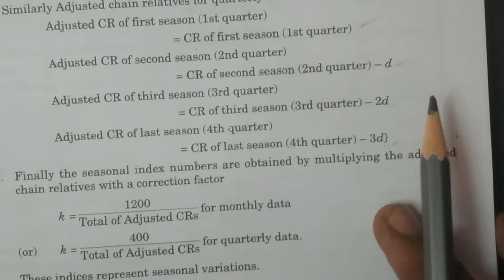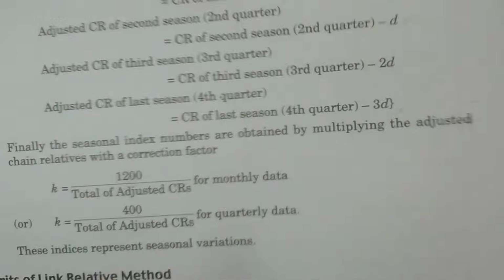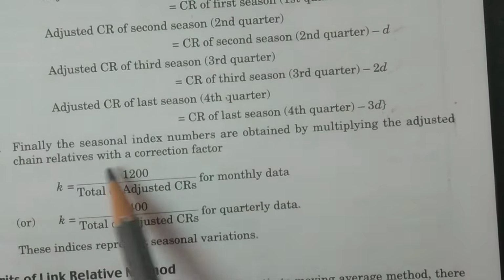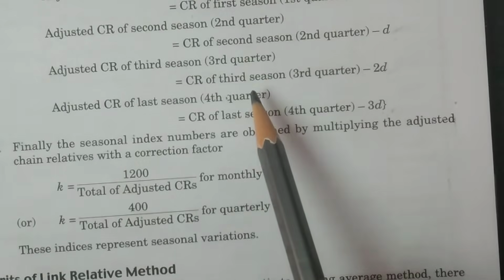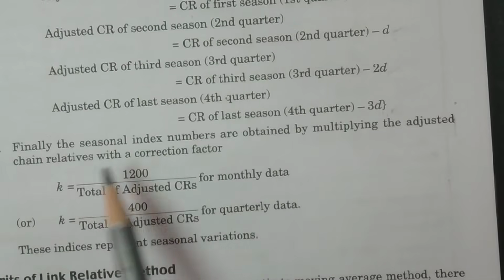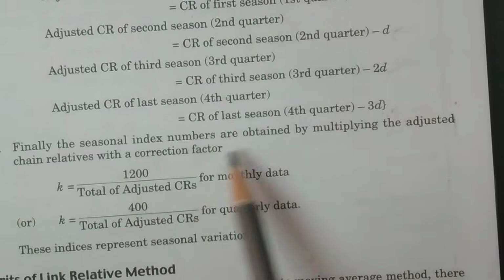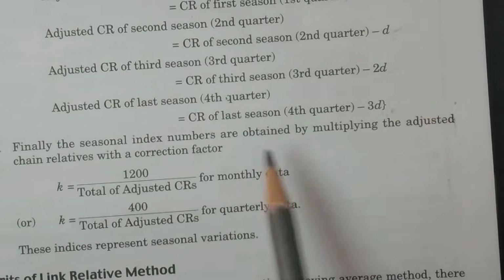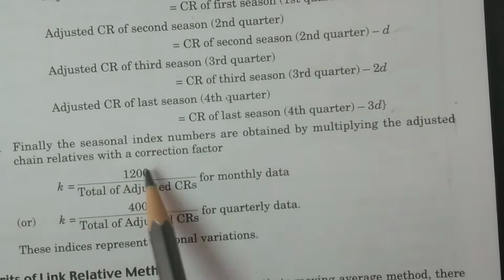After that, finally, once we have these adjusted chain relatives, the seasonal index numbers are to be obtained by multiplying the adjusted chain relatives with a correction factor.